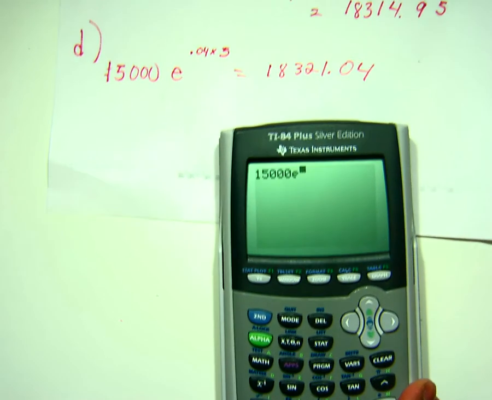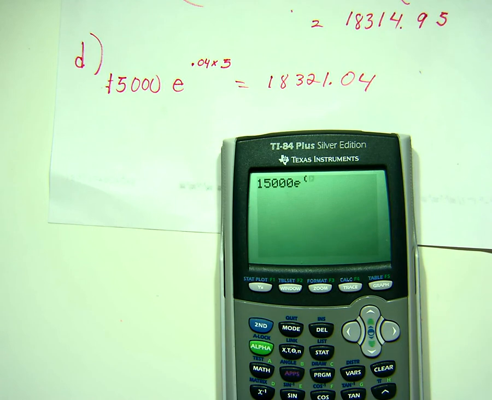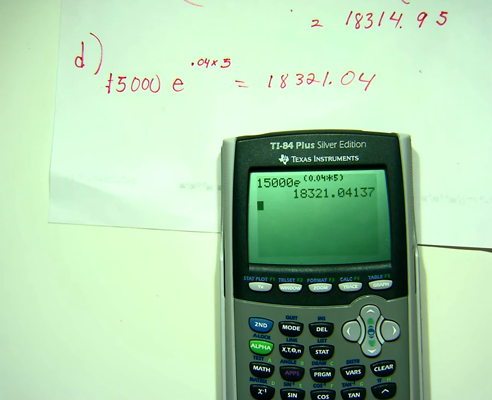Notice how your exponent automatically came up. Because it's grouped together, I'm using parentheses, so that'd be 0.04 times 5. Close your parentheses. And we have the same answer. Once again, it is rounded to the nearest 100, hence 2 decimal places.